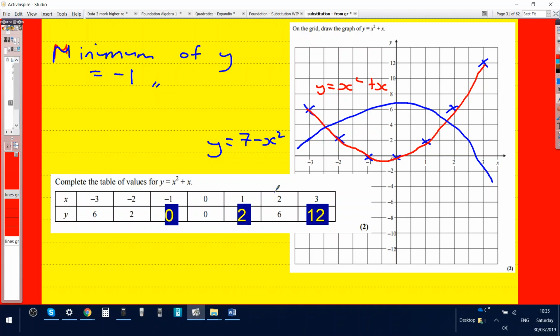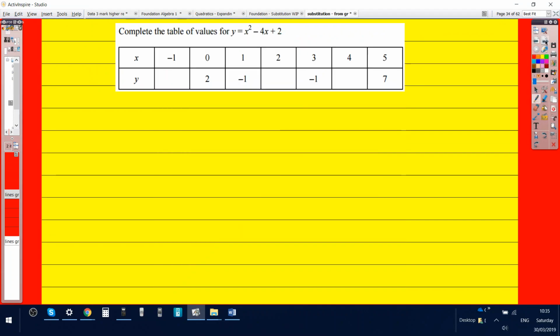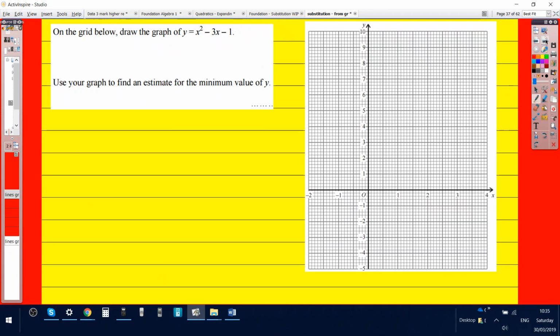Any questions about that? No. Okay. So for the minimum, use the graph. For the maximum, use the graph. Because the table will lose the halfway mark type of stuff.